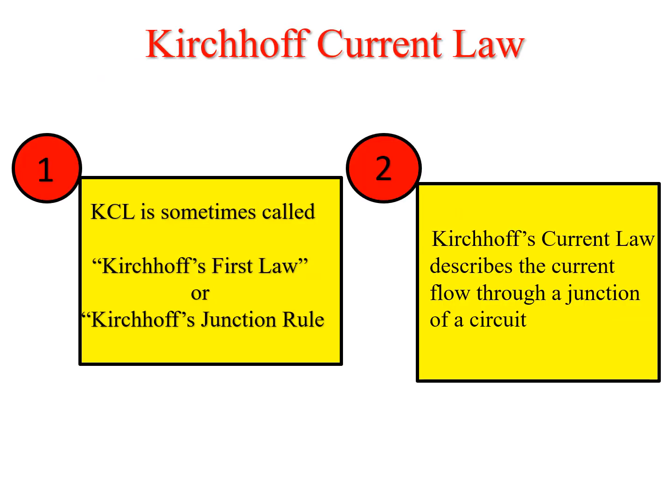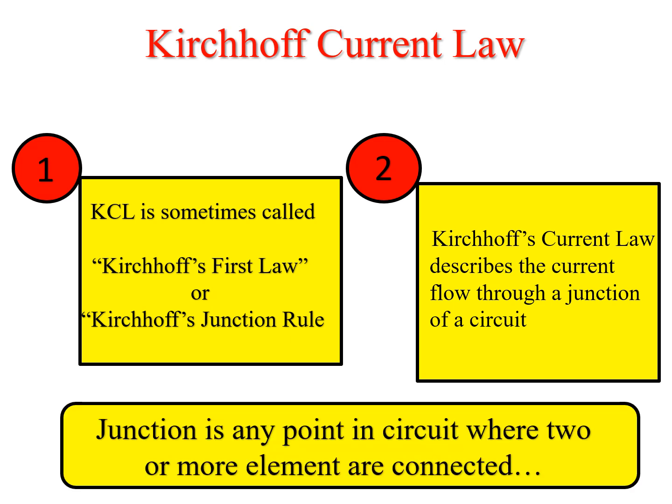So first we will see Kirchhoff's current law. The short form of Kirchhoff's current law is KCL. It is also called Kirchhoff's first law, or Kirchhoff's junction rule, or the node rule. Kirchhoff's current law describes the current flowing through a junction of any circuit. Now, what is meant by junction? A junction is any point in a circuit where two or more elements are connected.